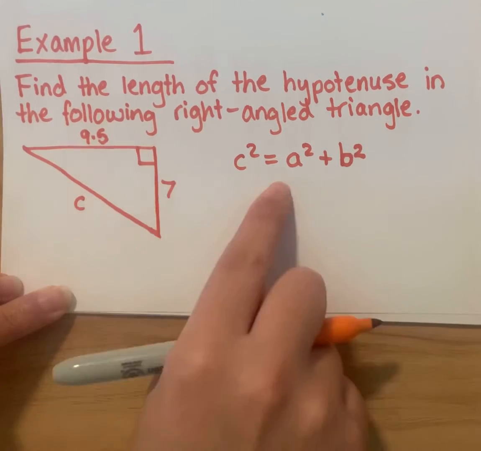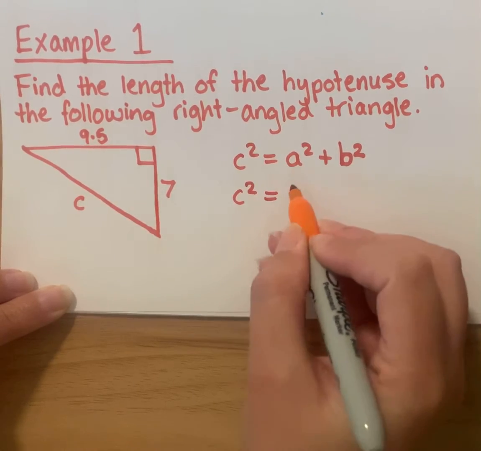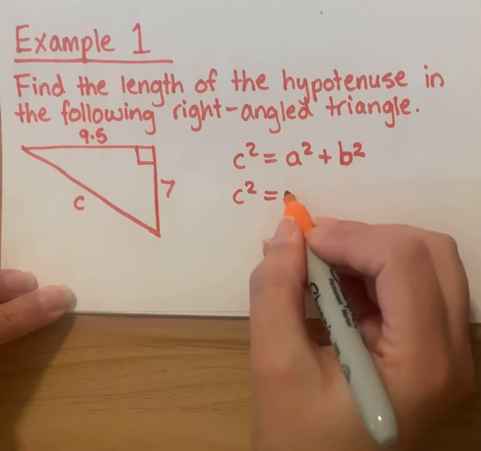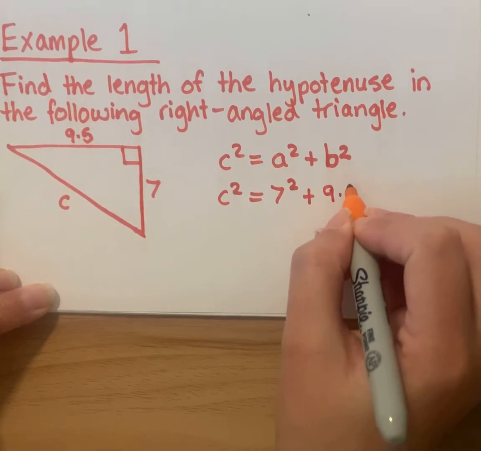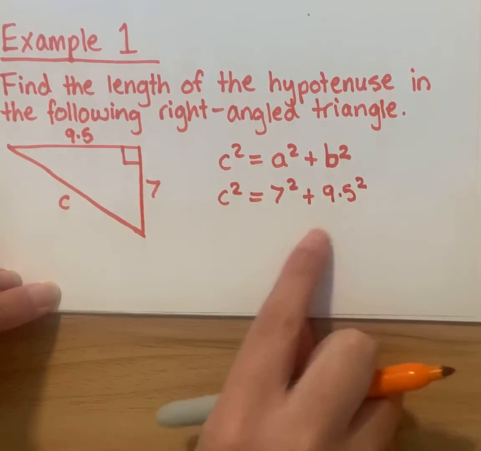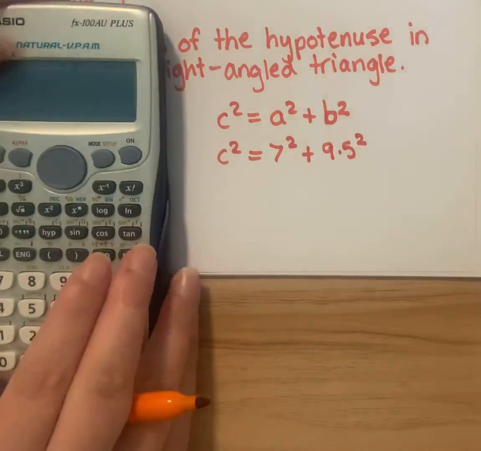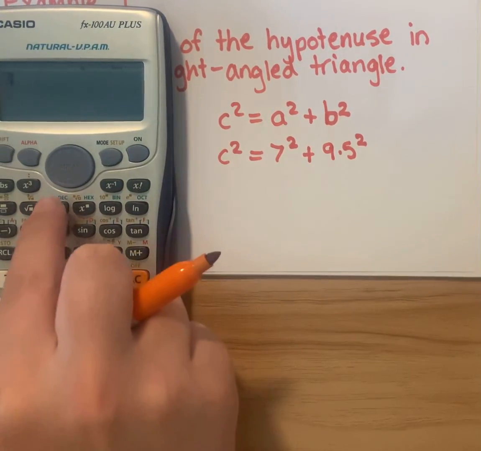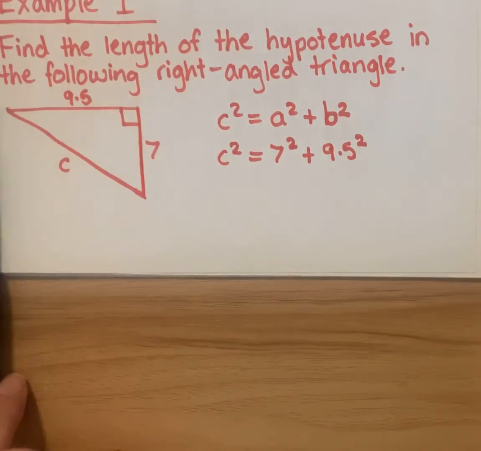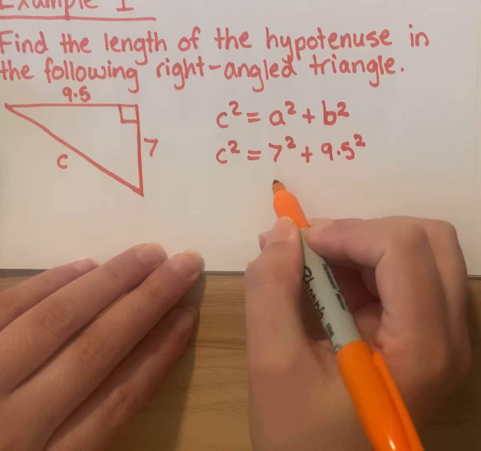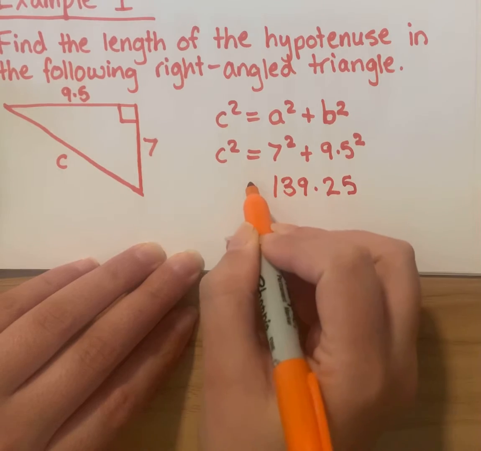So let's plug our values into our equation. C squared, we don't know C, it's still unknown. We do know our two shorter sides, so let's put in 7 for A and 9.5 for B. So now we've got an equation with only one unknown, so we can solve it. Everything on the right-hand side we can just put into a calculator and evaluate. 7 squared plus 9.5 squared. Kind of like collecting like terms because these are all numbers. And it comes out as 139.25. So that's our right-hand side.